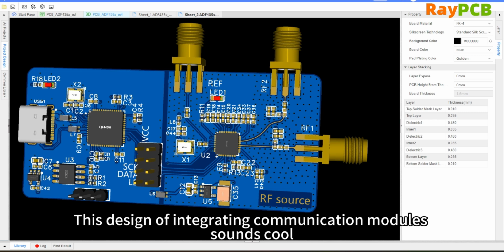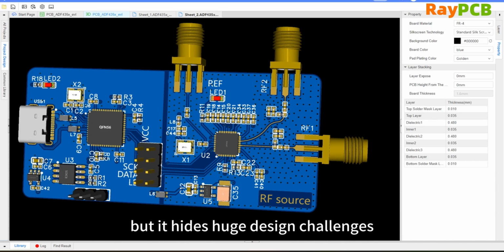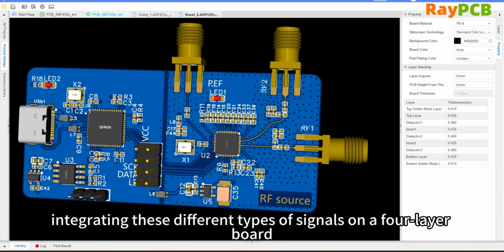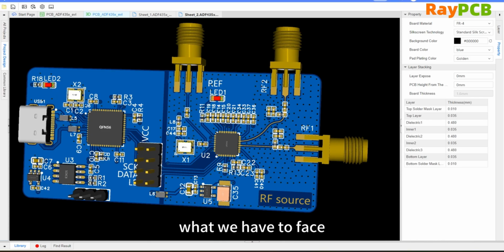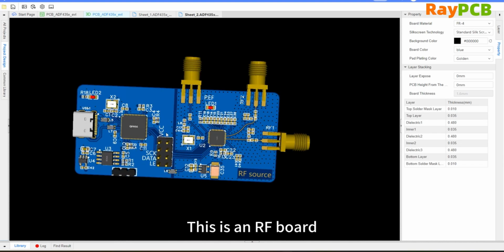This kind of integrated communication module design certainly sounds very cool, but behind it lies a whole host of enormous and complex design challenges. So today, let's take a deeper dive and talk about what we actually face when integrating these vastly different types of signals, like digital and radio frequency, on a standard 4-layer board, and explore the fundamental reasons why these digital and RF signals need to be so strictly isolated from each other.